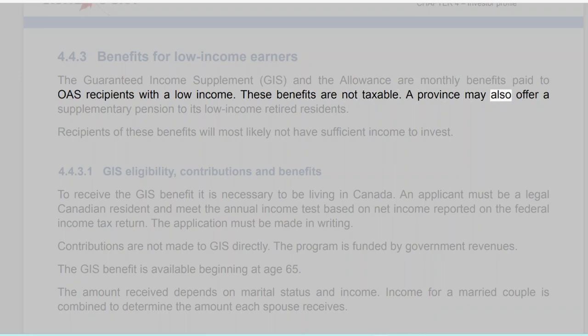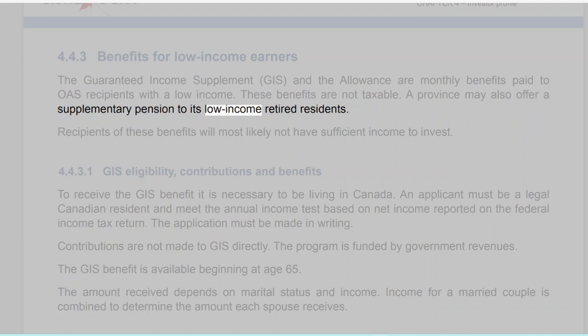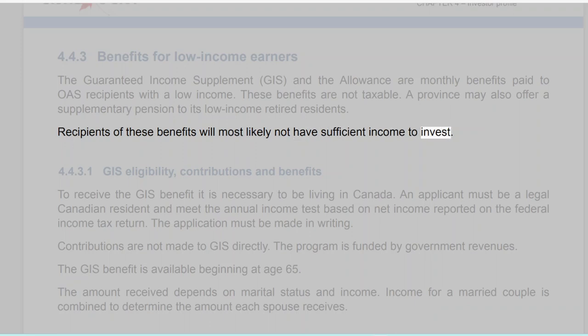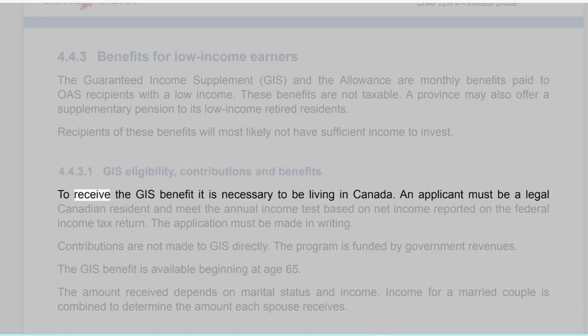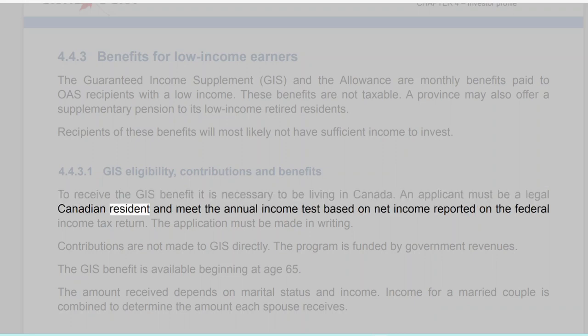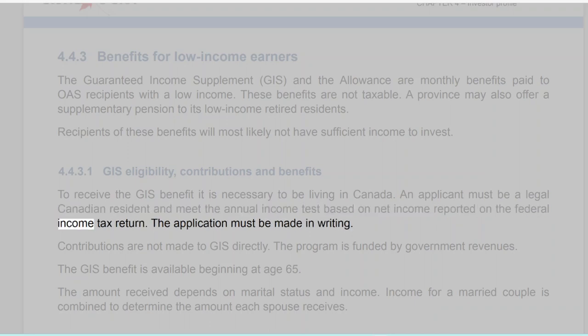A province may also offer a supplementary pension to its low-income retired residents. Recipients of these benefits will most likely not have sufficient income to invest. 3.1 GIS eligibility, contributions and benefits. To receive the GIS benefit, it is necessary to be living in Canada. An applicant must be a legal Canadian resident and meet the annual income test based on net income reported on the federal income tax return. The application must be made in writing.